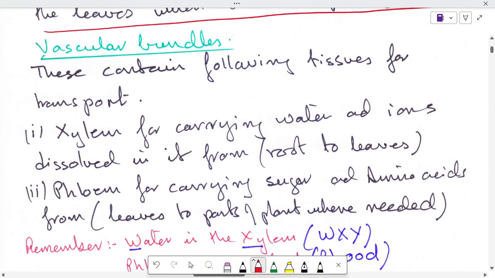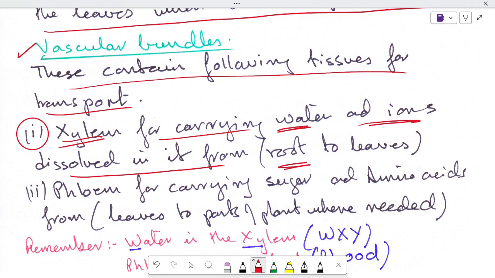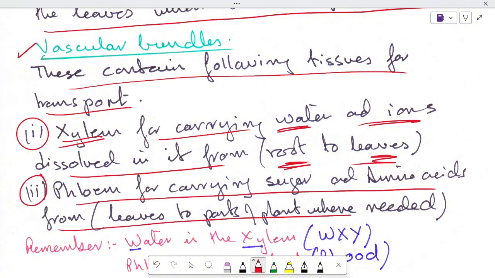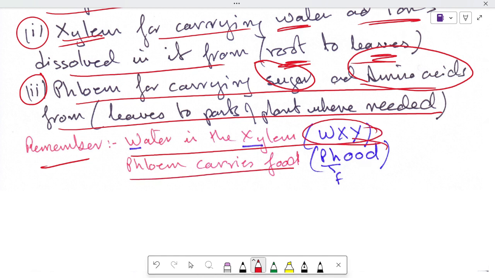Number 1, the vascular bundles. These contain the following tissues for transport. Number 1, xylem. Xylem is for carrying water and ions dissolved in it from roots to leaves. Now we have discussed xylem before. Phloem is for carrying sugar and amino acids from leaves to parts of the plant where needed. Now there is a little remembering trick I have written down: remember water in the xylem, W, X, Y. Phloem carries food. So you know that "ph" also sounds like "f", so you can learn it like this: food, ph, phloem, and it carries food.